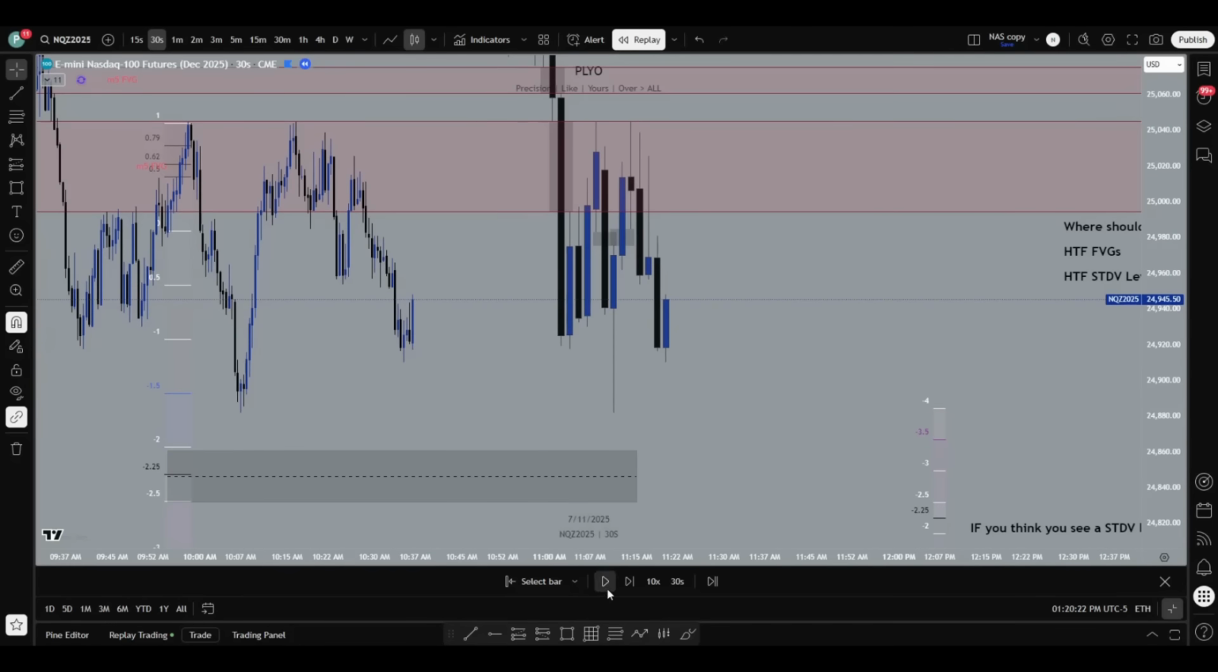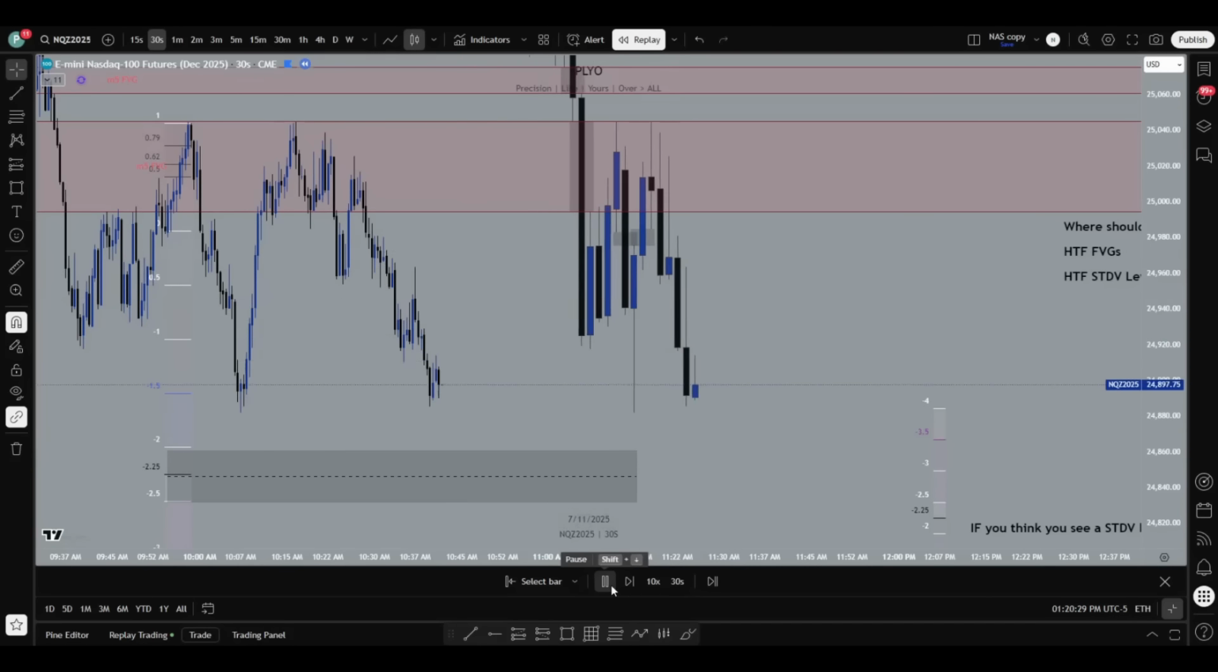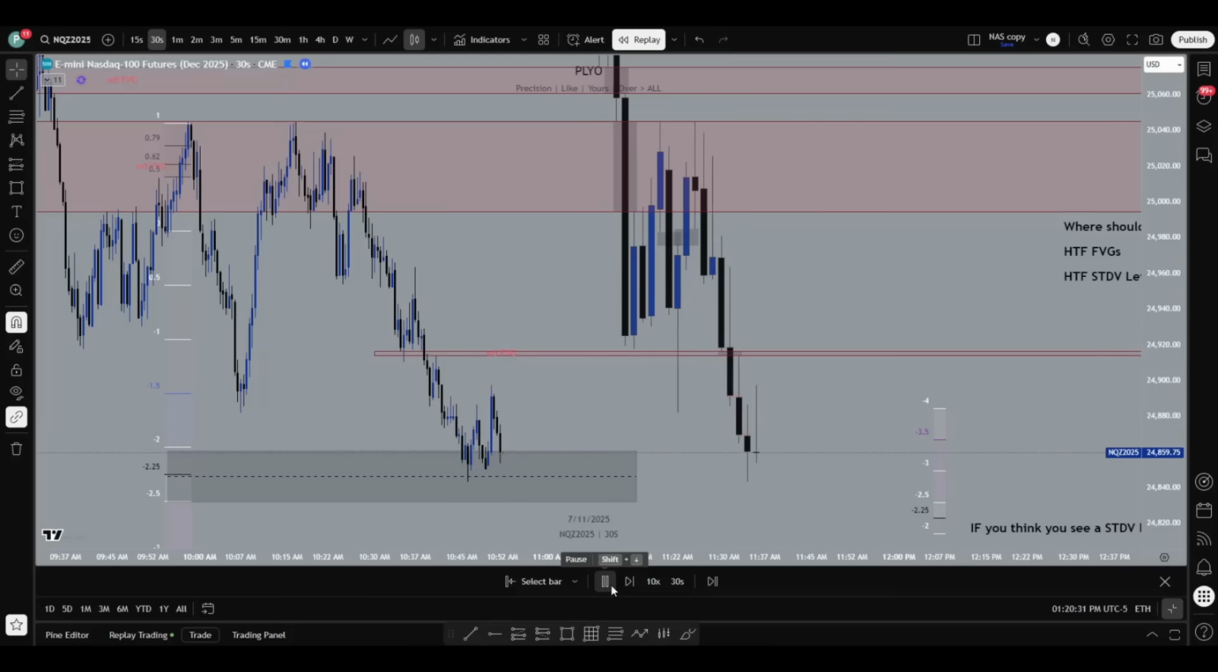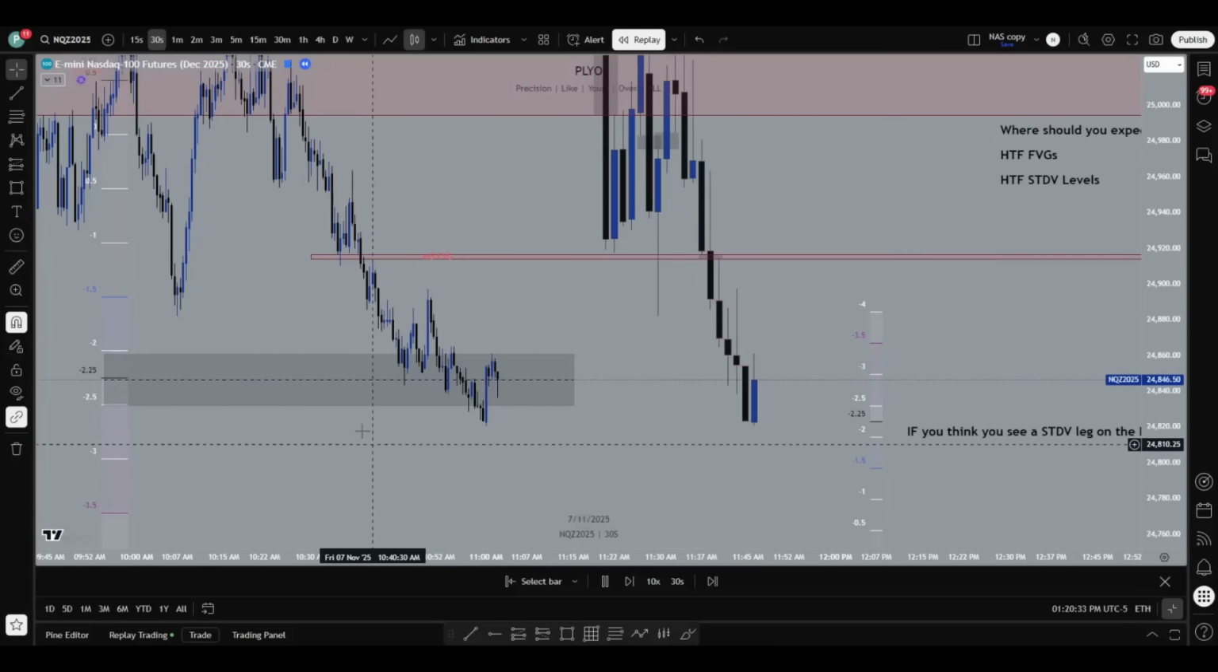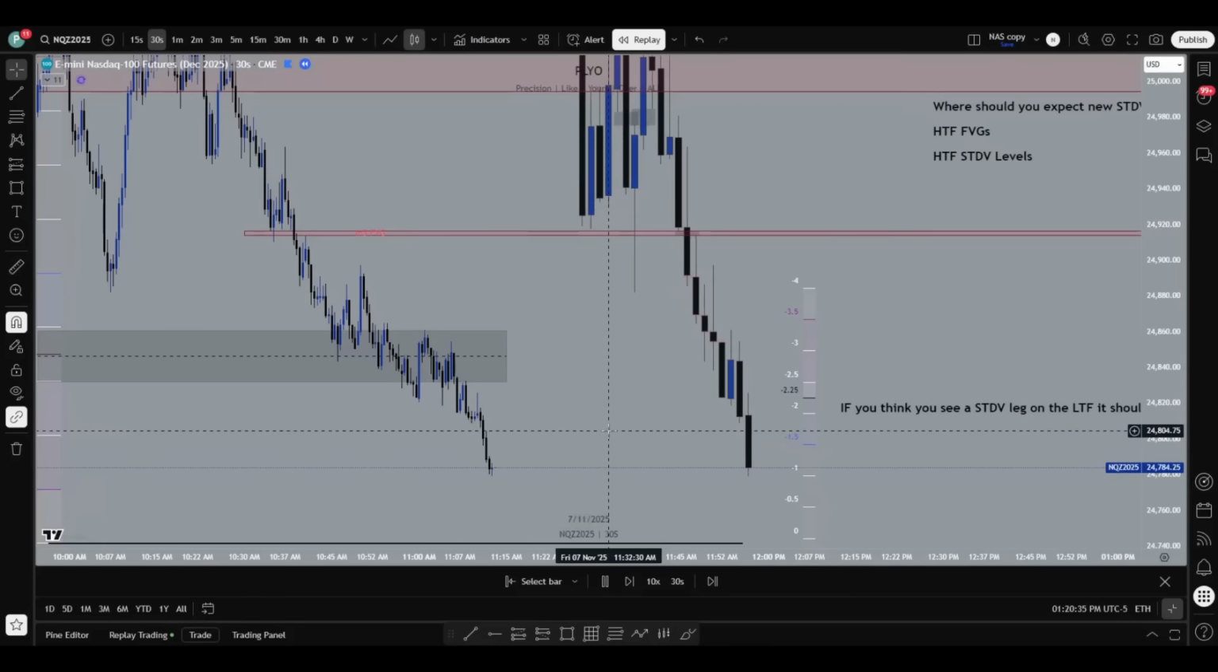And basically, once you get the lower time frame to close to the 0 and all that kind of stuff, that's when you should see the 5-minute or whatever higher time frame you're looking at start forming a leg. And that's exactly how you get your major moves. That's exactly how you get market maker sell models and all that kind of things of that nature.